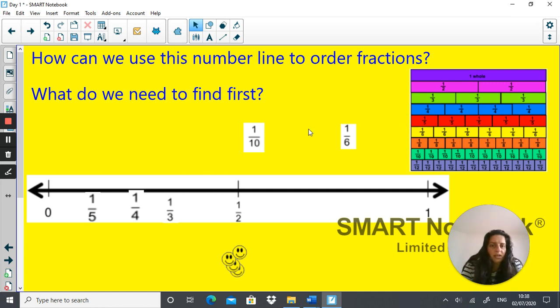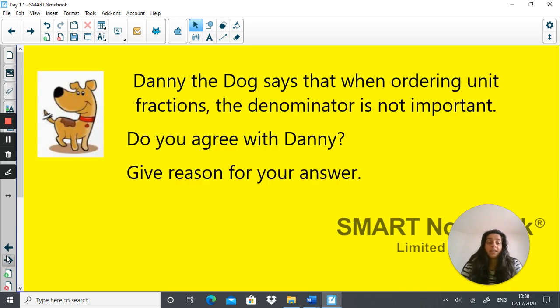1/6 is less than 1/5. We compare them. That would go there. And 1/10, as you can see, is less than 1/6. So that's likely to go there. And that's how you would use your fraction rule to help you order fractions, by comparing the size of the fractions with each other.